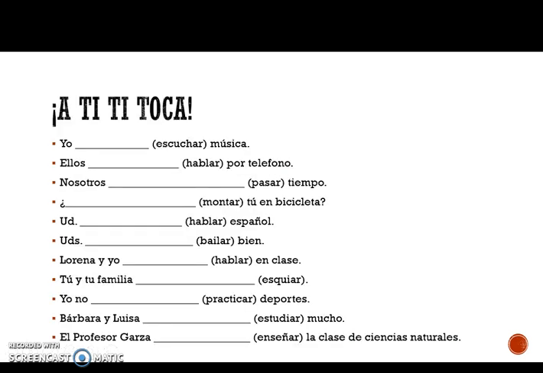A ti te toca, your turn. Pause the video now so that you can complete the sentence. Remember to look at your subject to decide what form of the verb you're going to use, meaning what ending you're going to put on these verbs so that it matches the subject. Go ahead and pause the video so you can complete this task.